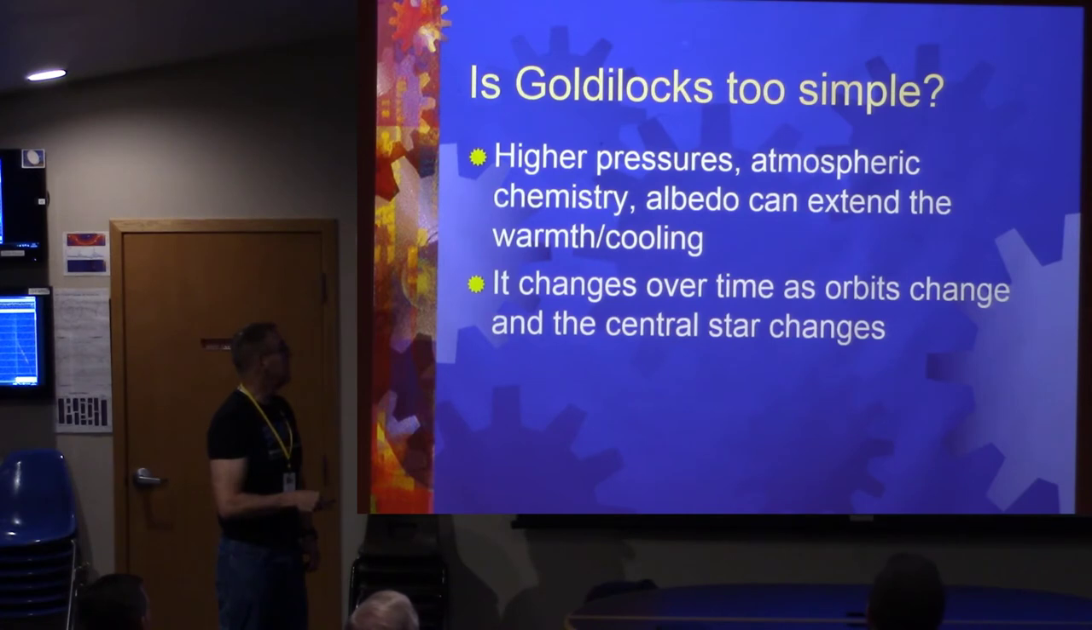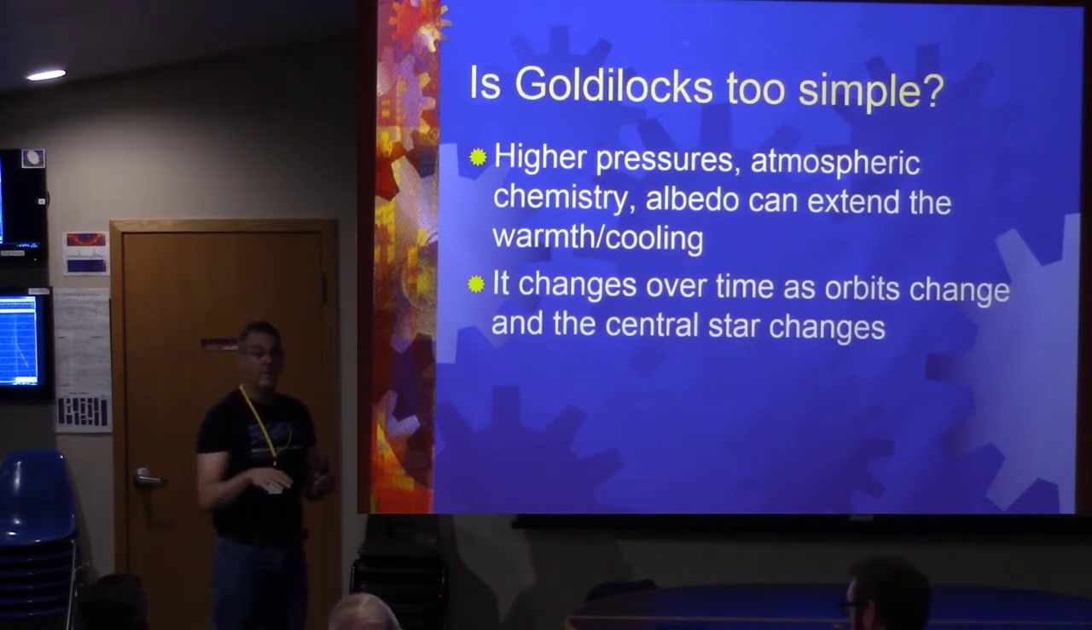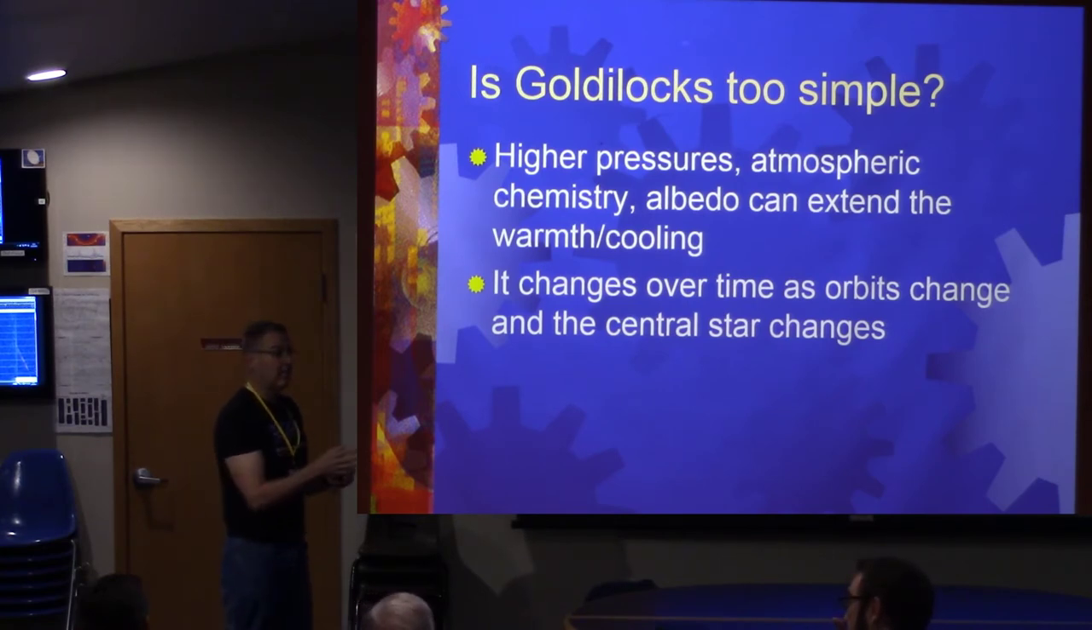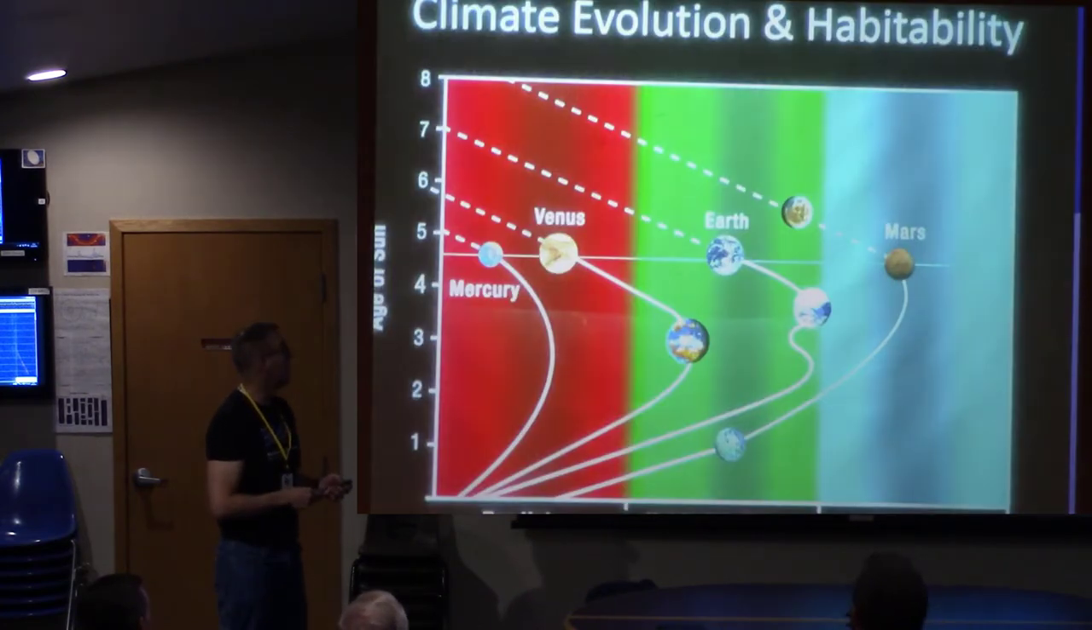We do see changes over time as orbits change. Early ideas of a solar system had the planets kind of where they are. But we now see evidence that Jupiter and Saturn have done a pretty complex dance and have moved around in the solar system significantly and have probably shifted everything else accordingly. And so we looked at that in the earlier part of the course.